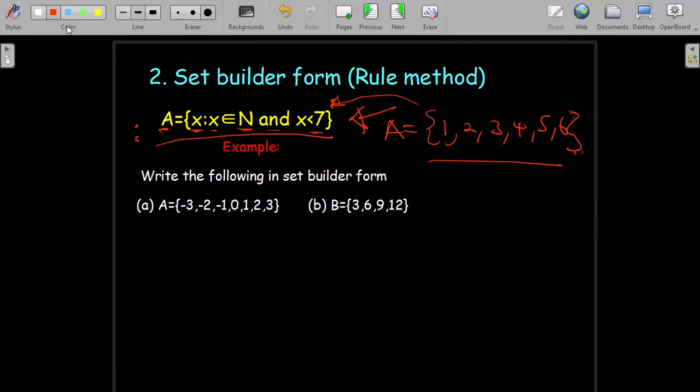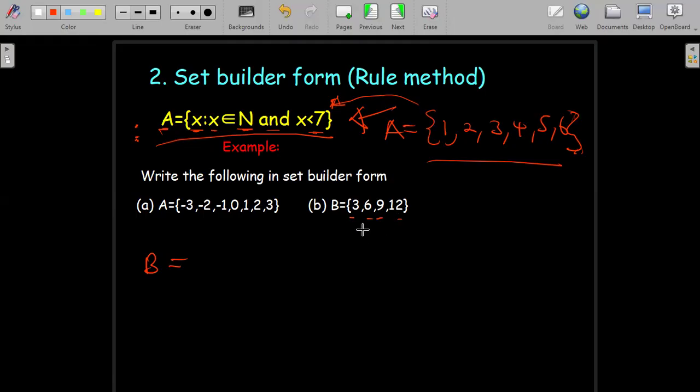We do this last part here. This here is saying we have set B. When you look at set B, it has the numbers 3, 6, 9, and 12. Those are the numbers that are there.